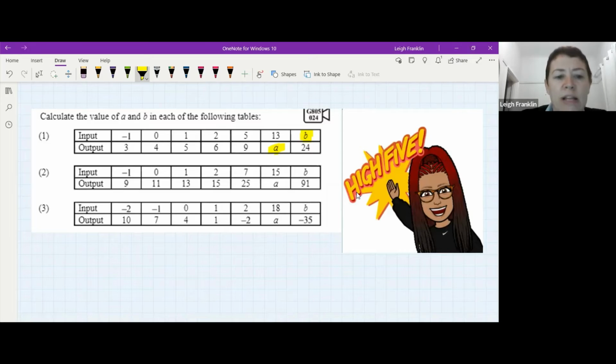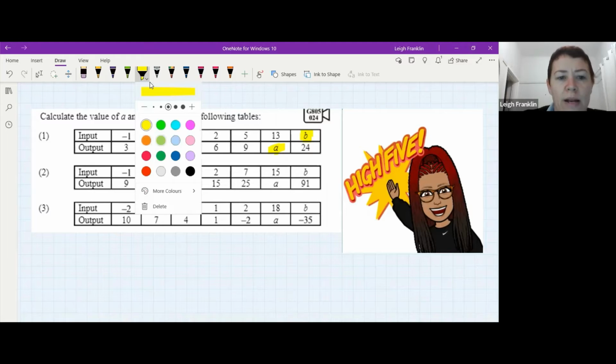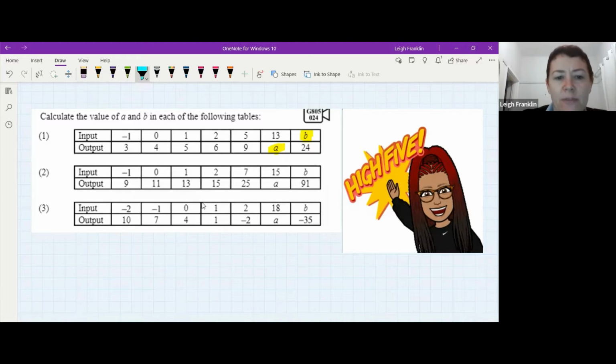Okay, so again, you need to look for input numbers that are consecutive, that follow one another. Your input numbers that follow one another here are 0 and 1 and 2, or even minus 1 and then 0 and then 1 and then 2. Now look at the difference between the outputs. From here to here, we added 2. From there to there, we also added 2. From here to here, we also added 2. So that means that 2 has to be our multiplier.